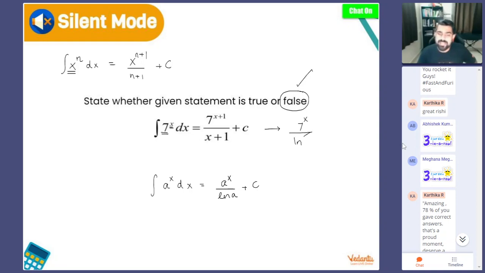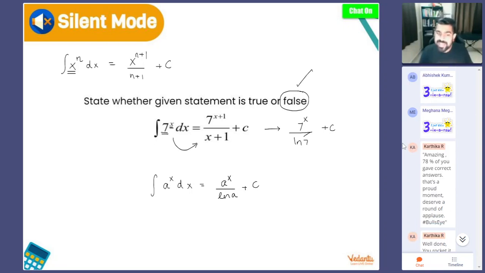Which will give me this answer to be 7 to the power x by ln 7 plus c. That is my answer. Okay. So 7 to the power x by ln 7 plus c. That is the correct answer. Okay. So please don't make such mistakes.